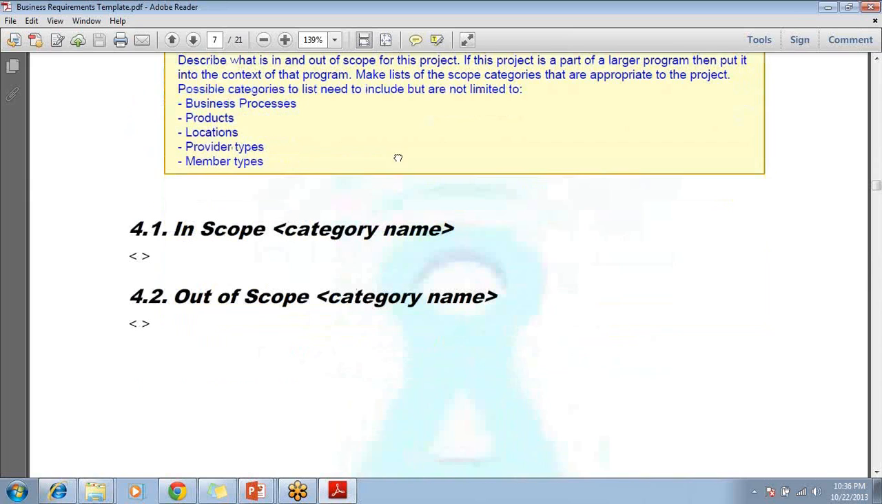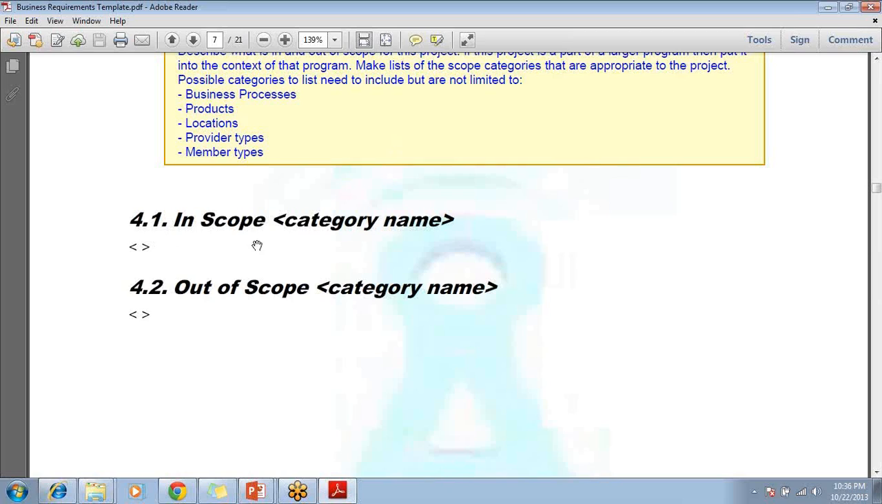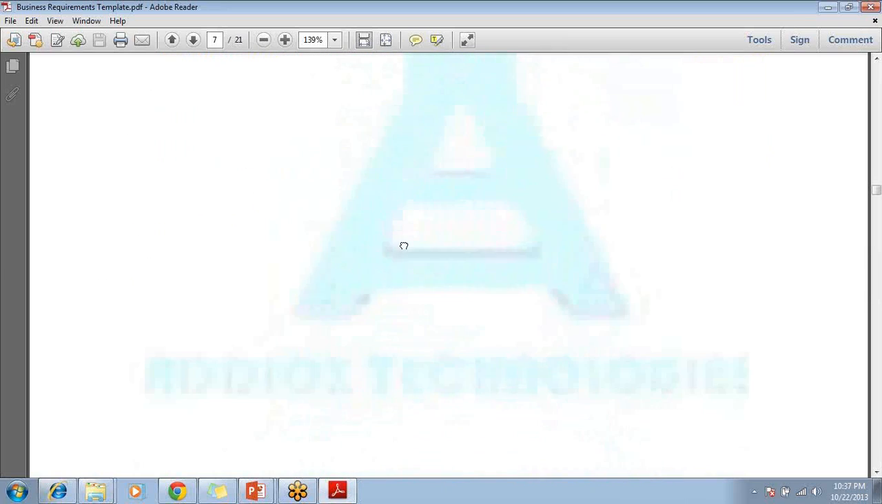In the scope section, you have two categories. 4.1 is in scope, 4.2 is out of scope. That means what you are going to do, what you can do, and what you cannot do. That's what these two options are.